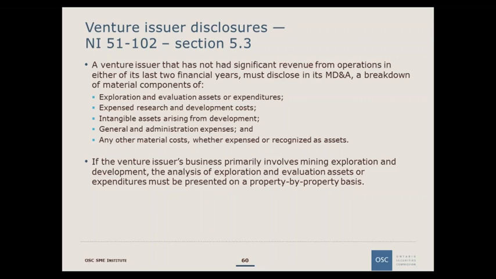This slide lists some of the specific items that venture issuers without significant revenue must break down. The specific list of items can be found in Section 5.3 of 51-102. Another takeaway from the slide is that if the venture issuer's business is primarily involved in mining, exploration, and development, this analysis must be presented on a property-by-property basis. Finally, this information may be disclosed either in the financial statements or in the MD&A.